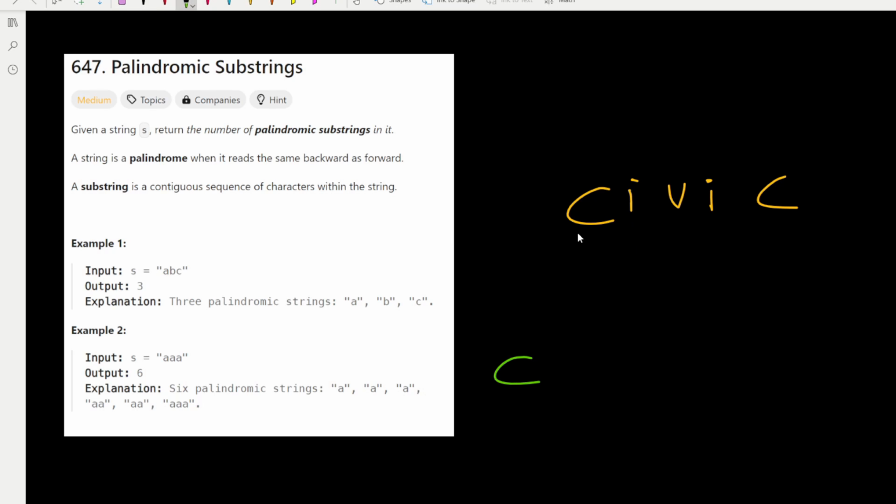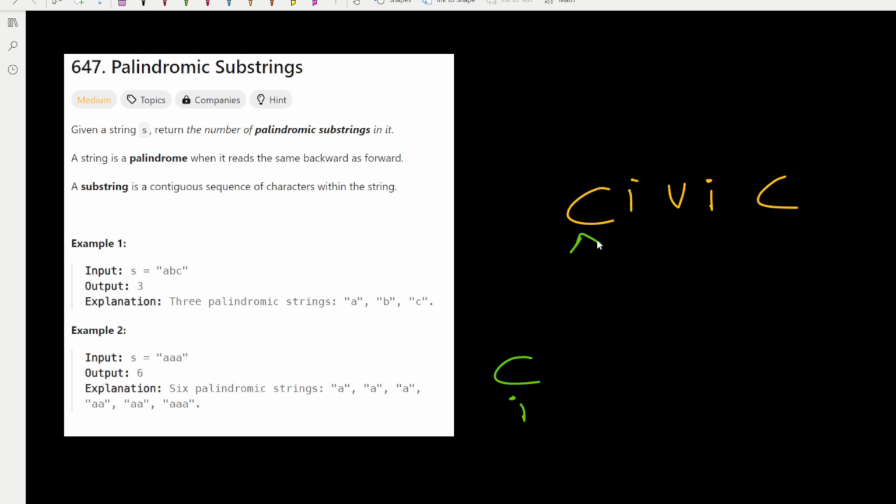Go to the next letter, I. Okay, is I a palindromic substring of its own? Yes. Now, expand. The left pointer will go to C, and the right pointer will go to V. Alright, now, is this CIV a palindrome? No, so that's it. We don't want the rest of these substrings right here. Okay, fine.